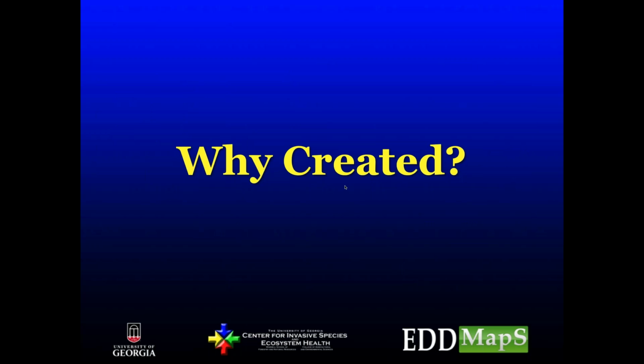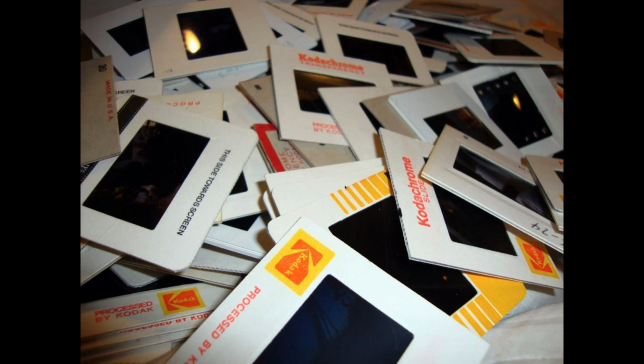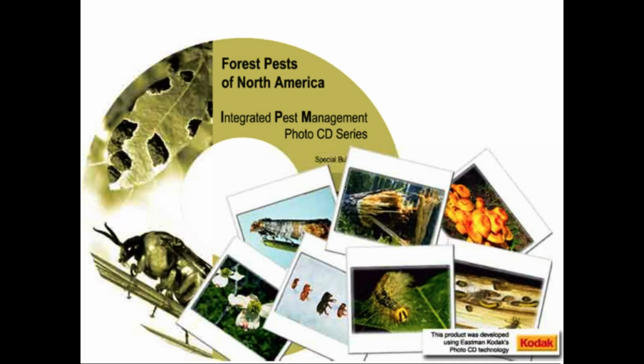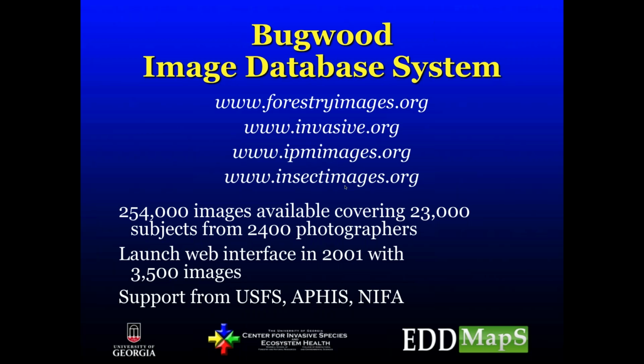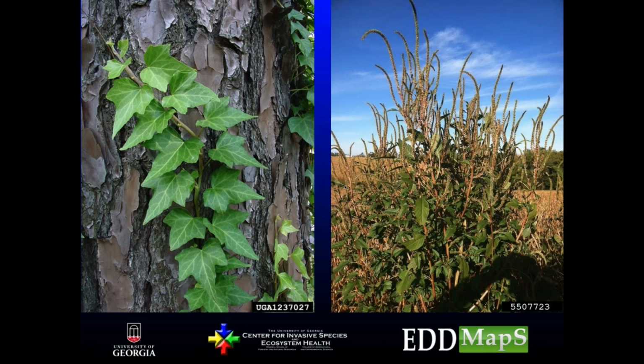So for those of you that don't know, EDDMapS was created around 2005 by our group here at the University of Georgia. How it came about was we were collecting slides from all over the country of pictures of different forest health and invasive species and general agriculture and forestry as well. And we were putting those into CD-ROM products and also archiving them onto a website that ultimately became the Forestry Images website. That entire Bugwood image database system, which is Forestry Images, Invasive.org, IPM Images, and Insect Images, were all built out of the slide collecting that we were doing. That website was launched in 2001 and now has over 250,000 pictures as part of it.